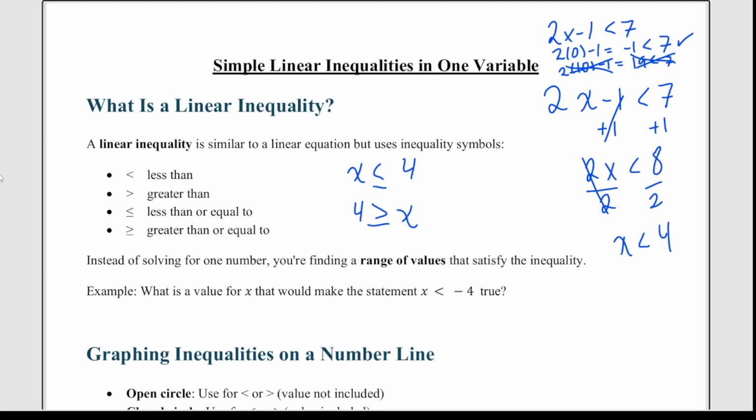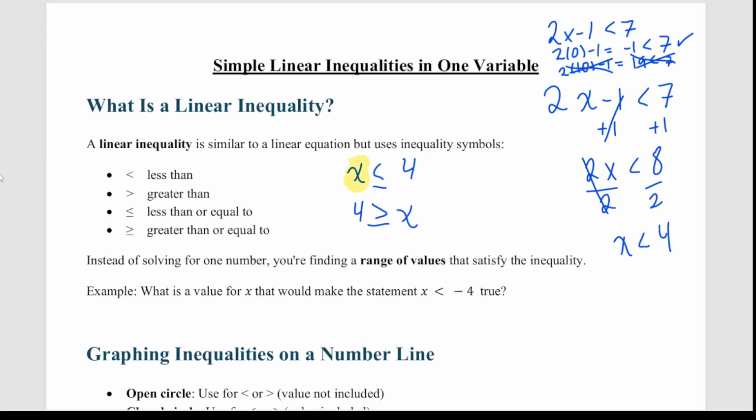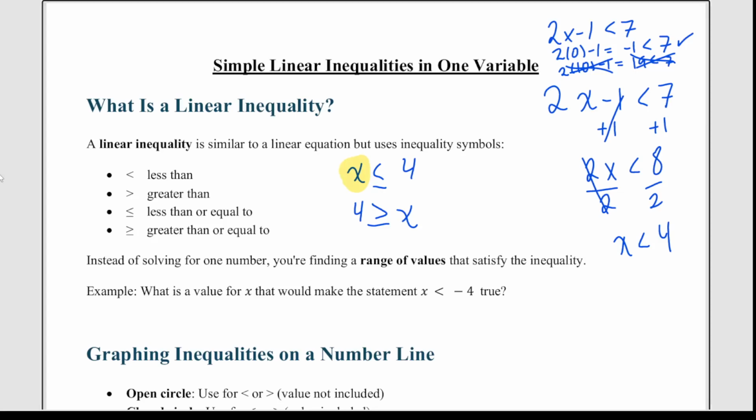Now, that can get confusing, so I strongly recommend keeping your variables on the left-hand side whenever possible, because since inequalities are read from left to right, if you keep that variable on the left-hand side, you will be a little bit more consistent in your thinking about the solutions. Just as a quick check for your understanding, go ahead and pause your video and try out this example. What would be a value of x that would make this statement true?